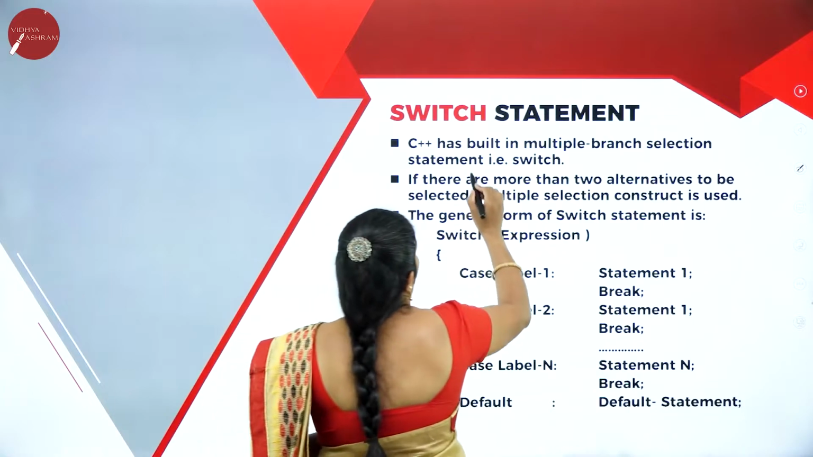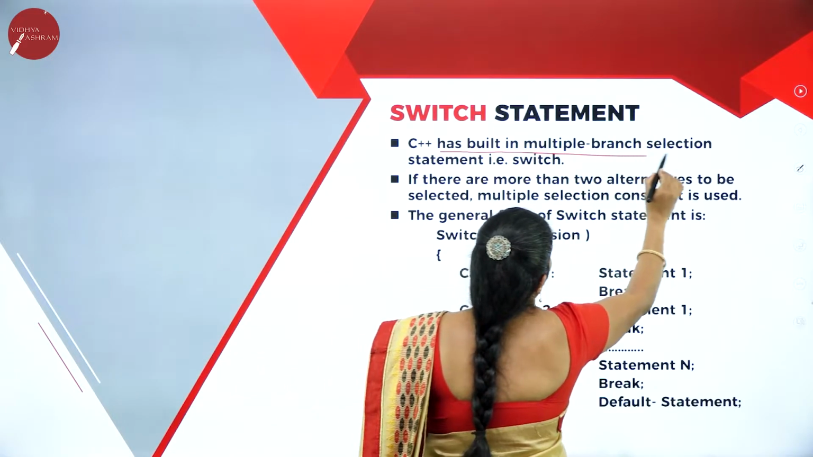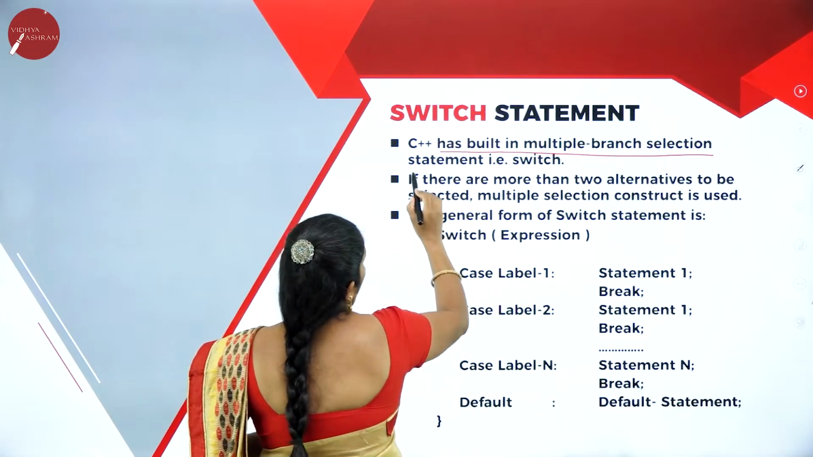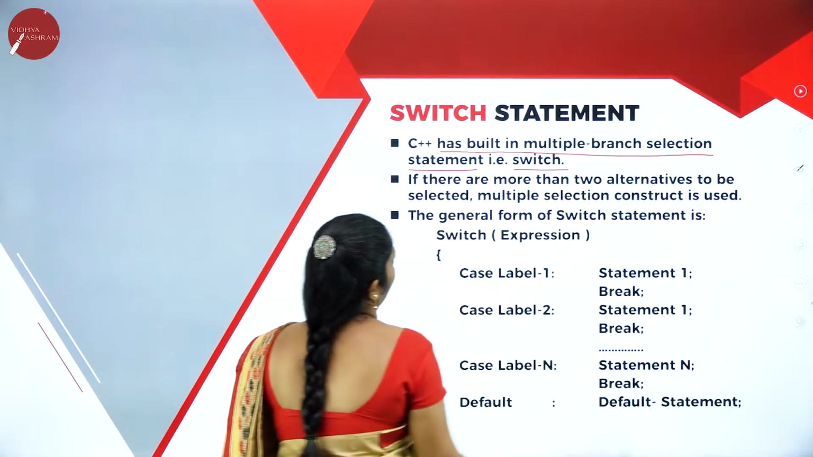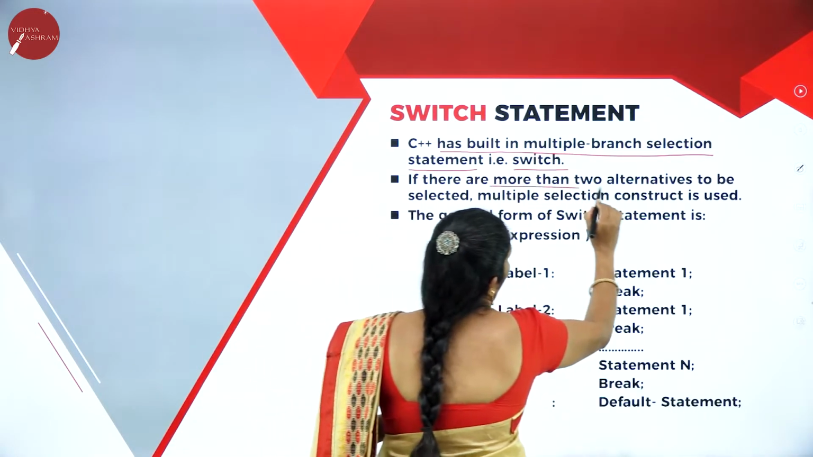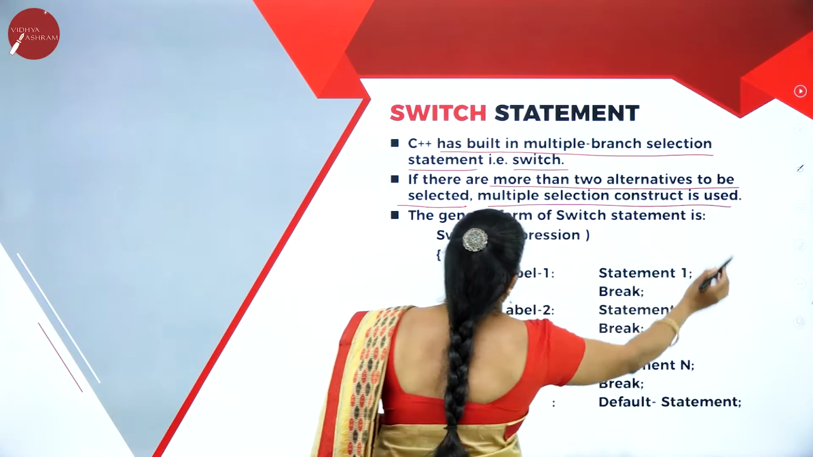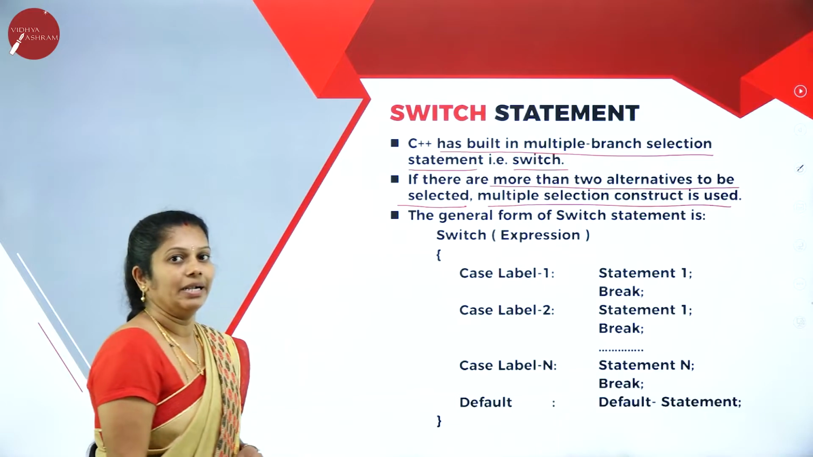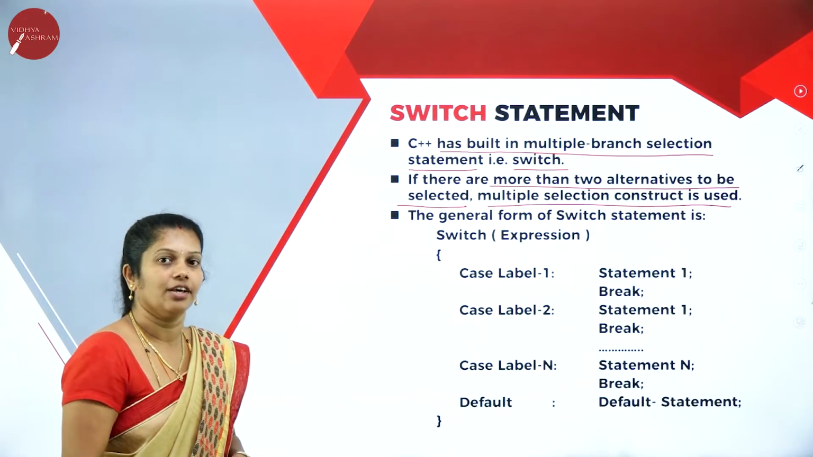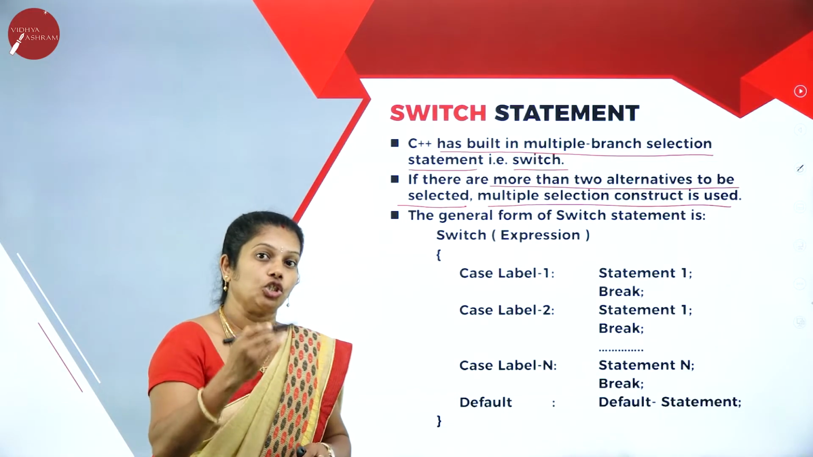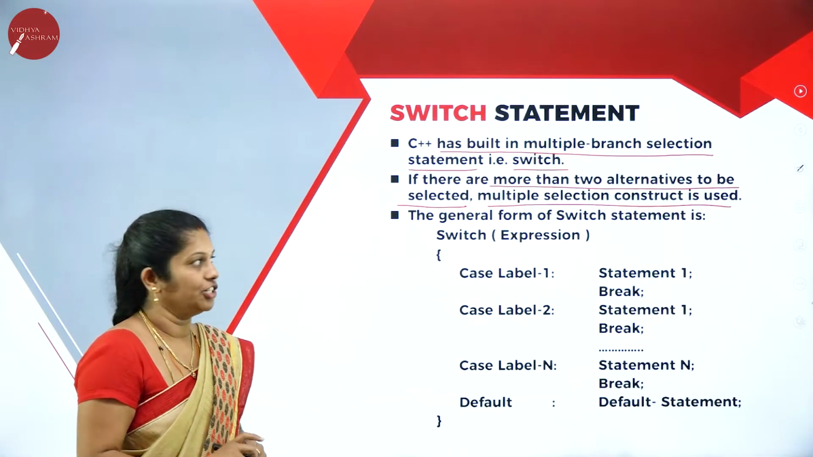C++ has a built-in multiple branch selection statement, that is the switch statement. If there are more than 2 alternatives to be selected, the multiple selection construct is used. It is used when you have multiple choices but only one condition.